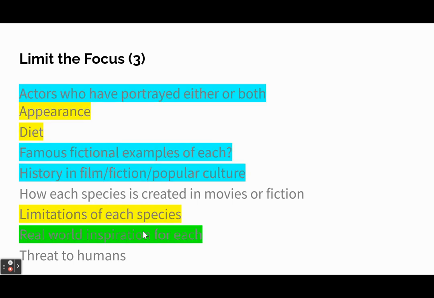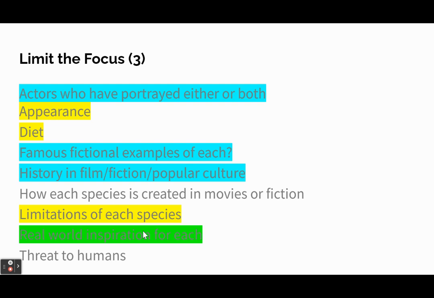However, if you look at the highlights on the screen, I think that the blue is more artistic, Hollywood about them, works written about them, pop culture like. So the history in film, fiction, or pop culture, and again, I would probably pick the history of film. On the famous fictional examples, I would probably again stick to those that are shown on film or TV. And then I could talk about actors who've portrayed either or both.